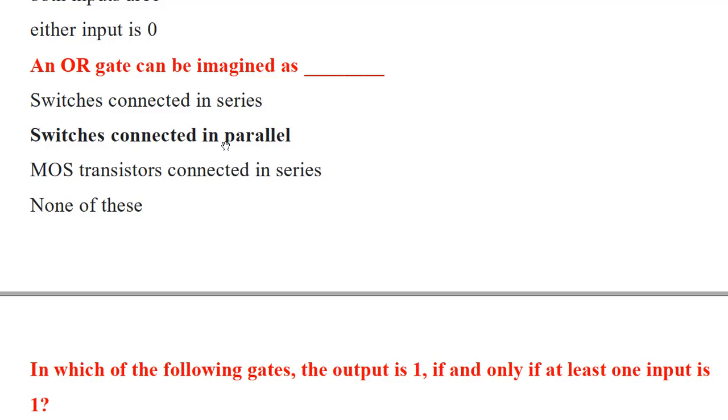In a similar manner, can you imagine for an AND gate? Can you solve it for the AND gate? If you solve it for the AND gate, then the correct answer is switches connected in series. Yes, the switches connected in series. Why is it switches connected in series for the AND gate? Because for the AND gate 1 1 is 1, otherwise it is 0. Yes, you can imagine the same.